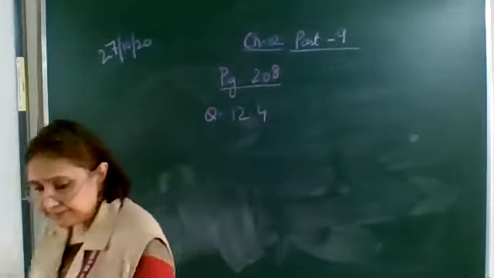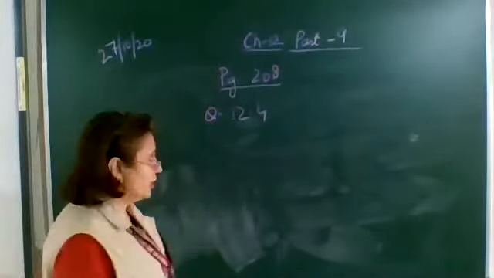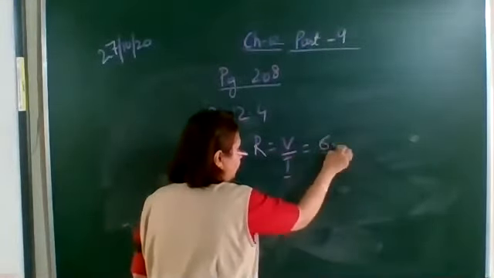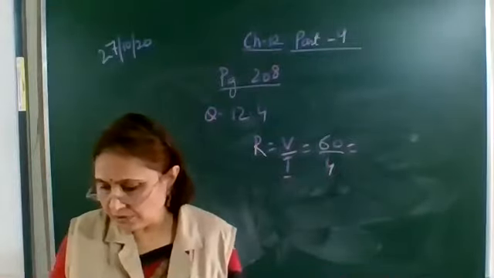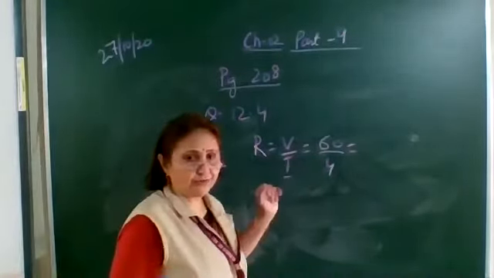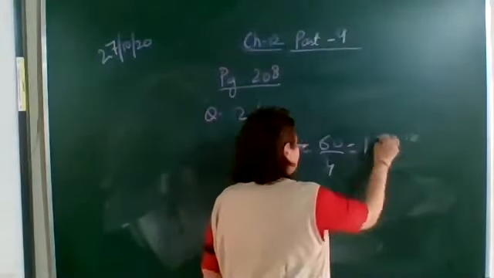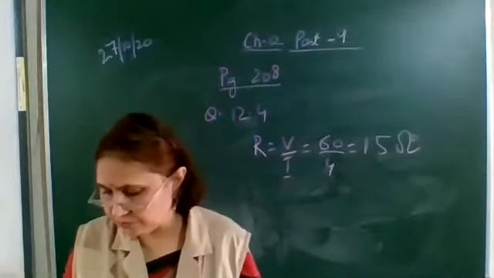Okay, given that the voltage is 60 volt and the current is 4 ampere. So the resistance is V upon I, 60 volt upon 4 ampere. According to Ohm's law, you can find it out: 60 upon 4, that is 15 ohms. Okay, so the resistance is 15 ohms.